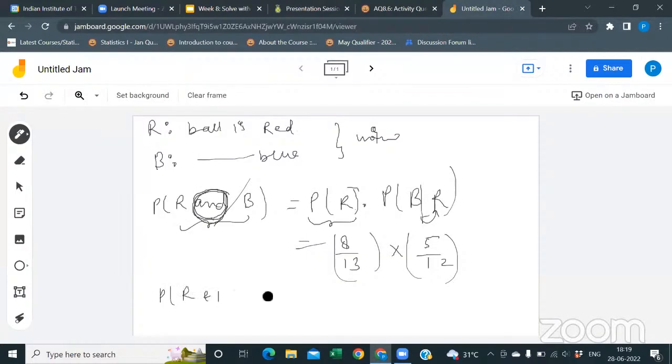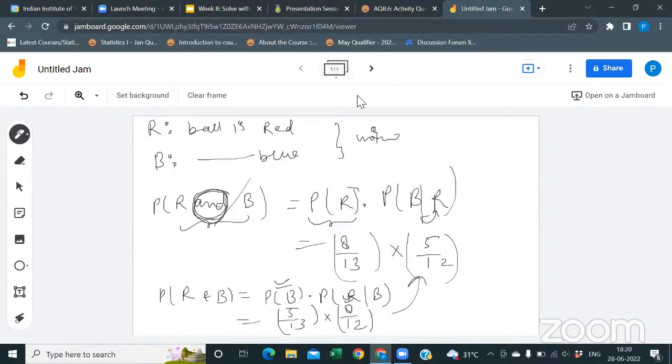If the first ball is blue, then I can write 5 by 13 into 8 by 12, the probability of red given blue, right? Yes, sir. So for the probability of blue and then red, it is 5 by 13 into 8 by 12, and that is the same as the probability of 8 by 13 into 5 by 12.